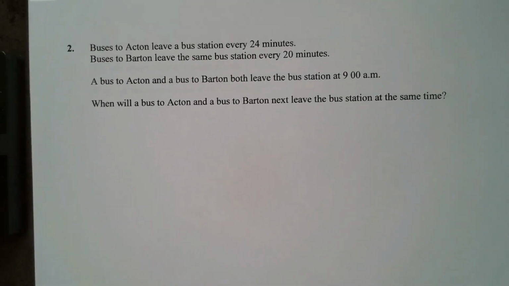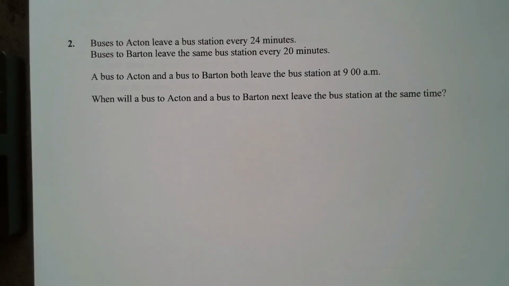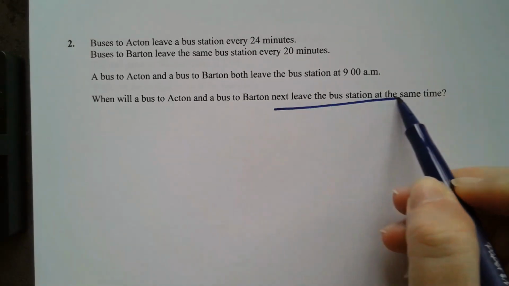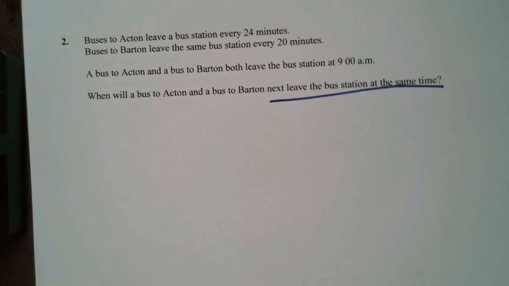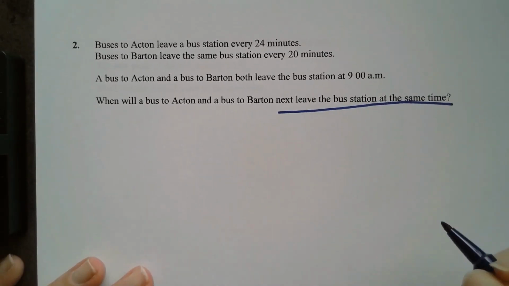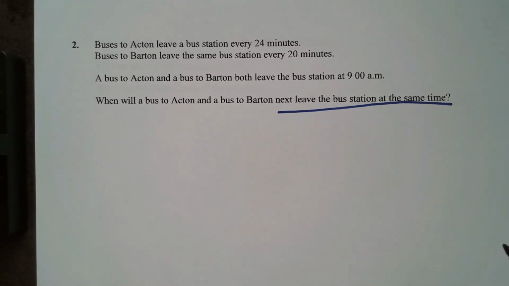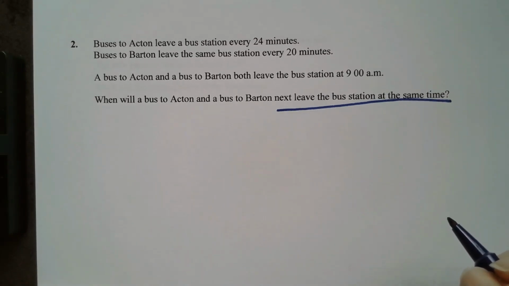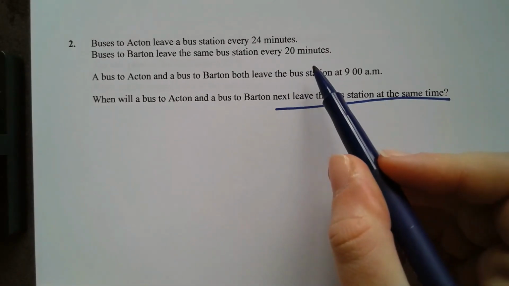Our next question is about some buses leaving stations. We've got 2 different buses that leave for Acton and for Barton. They leave every 24 and 20 minutes. They both leave the bus station at 9 o'clock, and I want to know the next time they leave the bus station at the same time. There's lots of different ways to do this. You could start listing the times and see when they're the same as each other. Or we could work through and find a lowest common multiple of 24 and 20.